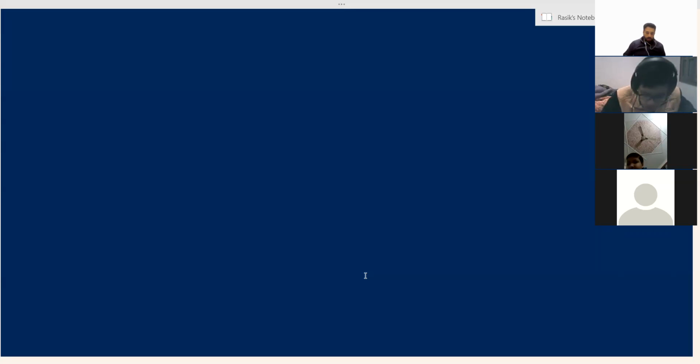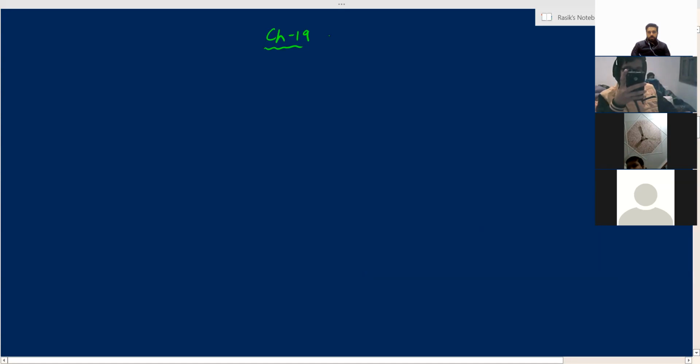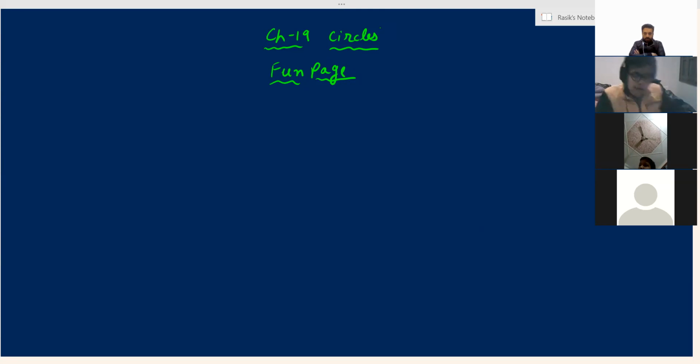Okay. All of you open the fun page in your book, everyone. Chapter 19, circle, fun page. In this fun page, there is question number one. We have to look at the diagram and fill in the blanks. There are no fill-ups here. You have to identify from the figure which of the given things in the question.